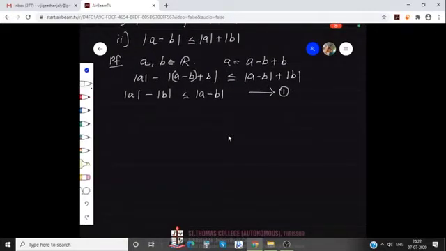I will write B as B minus A plus A, so that the absolute value of B is the absolute value of B minus A plus A. I will take B minus A as a single entry and apply the triangle inequality, so that this will be less than or equal to the absolute value of B minus A plus the absolute value of A.